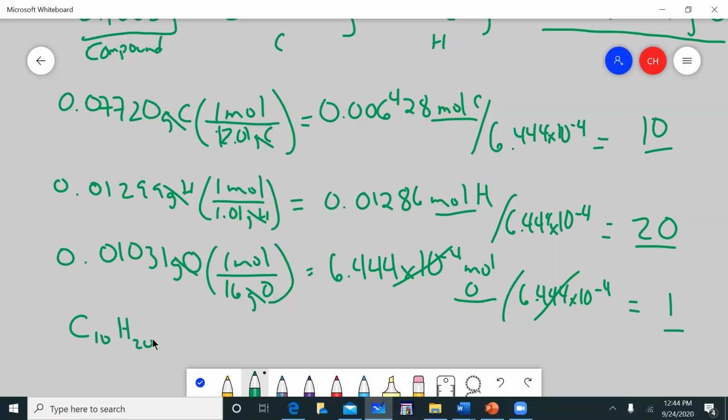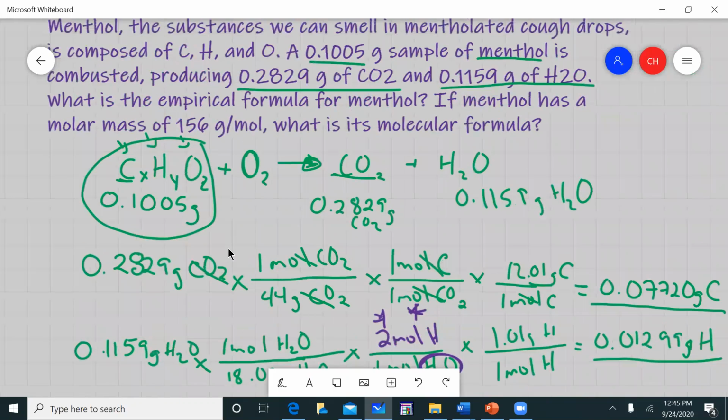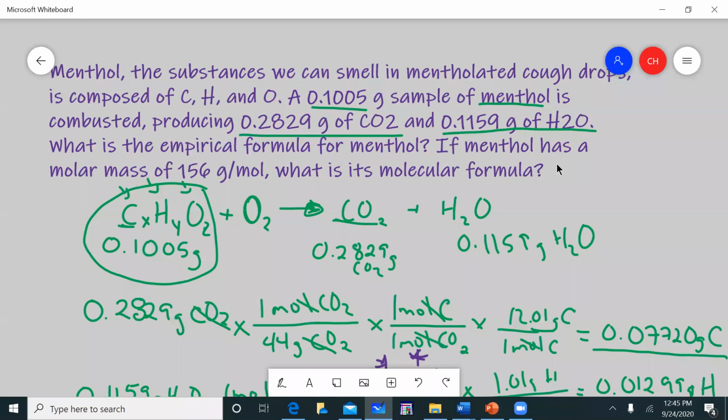Hydrogen has a subscript of 20. Oxygen has the subscript of 1. Because it's 1, we can just leave that out. So this is the empirical formula. The problem did say, let me know what the molecular formula is. Right up here: if methanol has a molar mass of 156, what is the molecular formula?